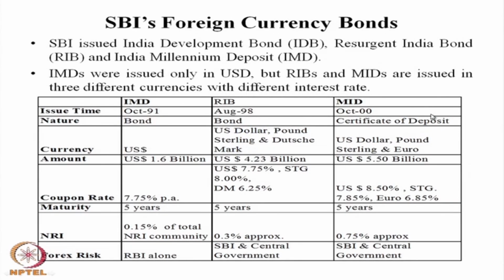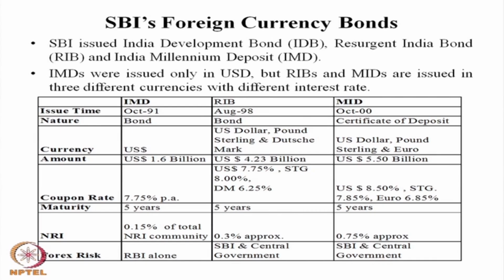Similarly, if you see, SBI issued many kinds of currency bonds, called the India Development Bond, the Resurgent India Bond, and the India Millennium Deposit. These bonds were issued by SBI in different currencies, particularly US dollar and also pound sterling, and some in other currencies as well.